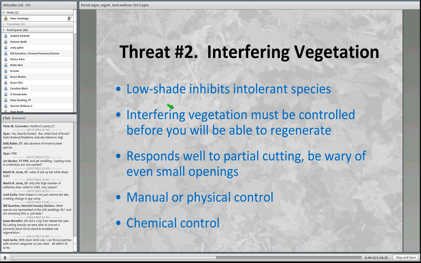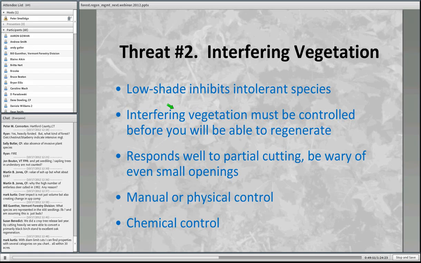So Mark says, with diameter limit cuts, I can find properties with several categories on your chart, all within 30 acres. Yes, and that's one of the characteristics of diameter limit cuts and exploited stands, the heterogeneity. And so the work that Dr. Nyland has been doing, he gave three workshops this summer on rehabilitating degraded stands. He may be doing some of those again next year. If you have a chance to see one of Dr. Nyland's workshops on that, I can vouch for the fact that it's well worth the time.